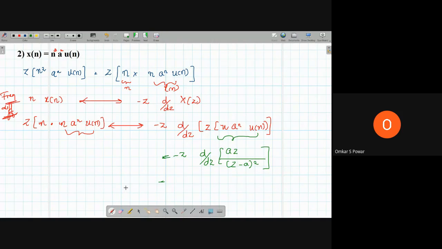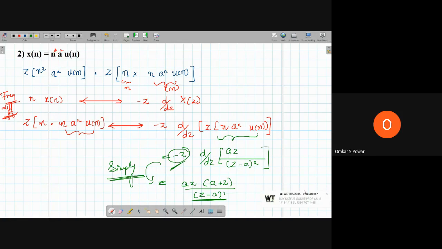So finally you have to simplify that. This differentiation and all you can do easily. Finally you should arrive at the answer as a into z divided by a plus z divided by z minus a the whole cube. So this is for you to simplify. Again, differentiation of numerator by denominator and multiply by minus z. These things you have learned in PUC.